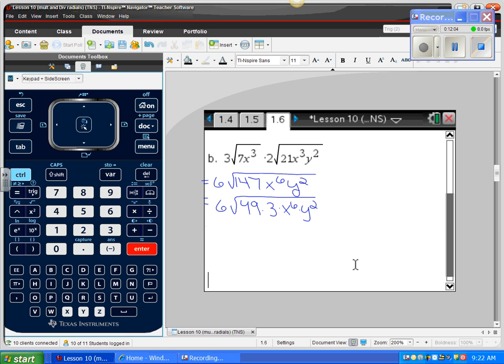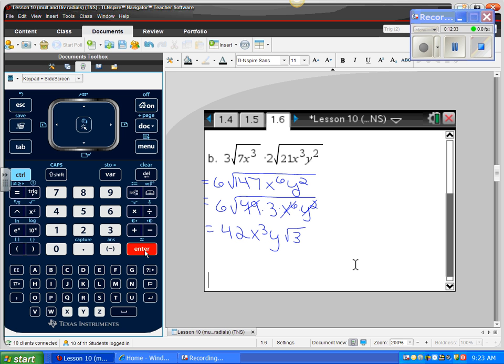So, square root of 49, 7. 7 times 6, 42. Square root of 3, leave it. Square root of x to the 6, x cubed. Square root of y squared, y. So I've got 42 x cubed y square roots of 3.